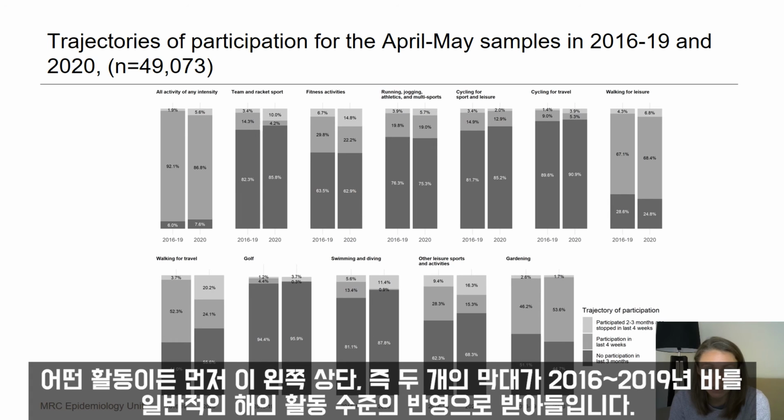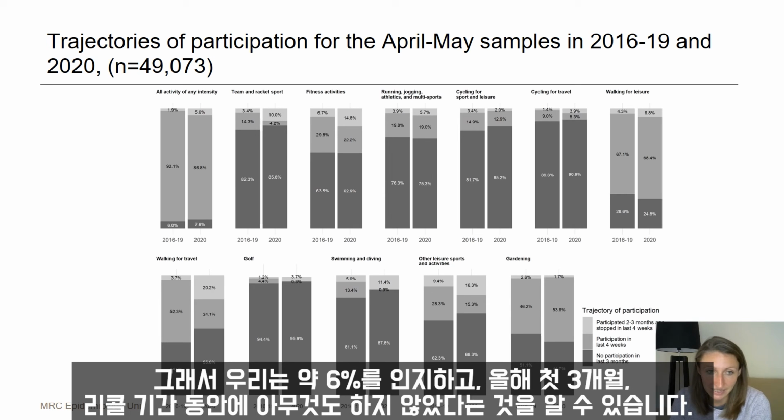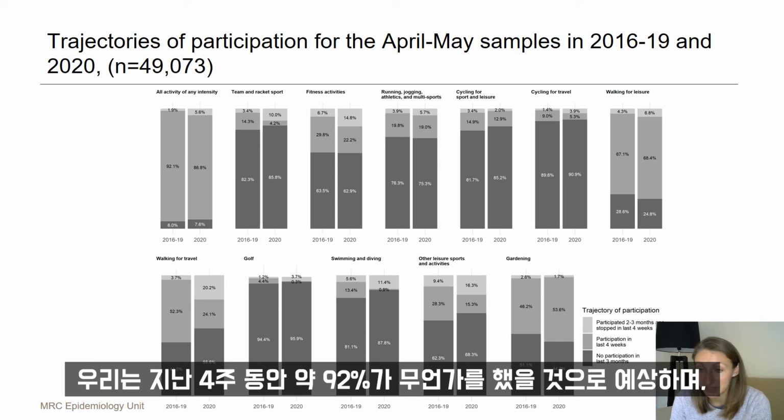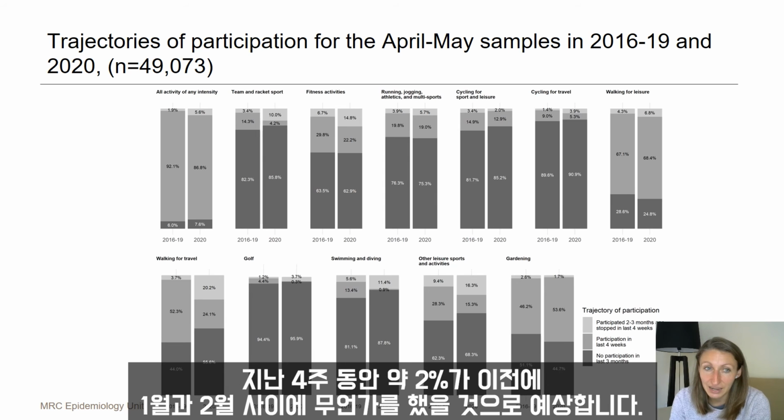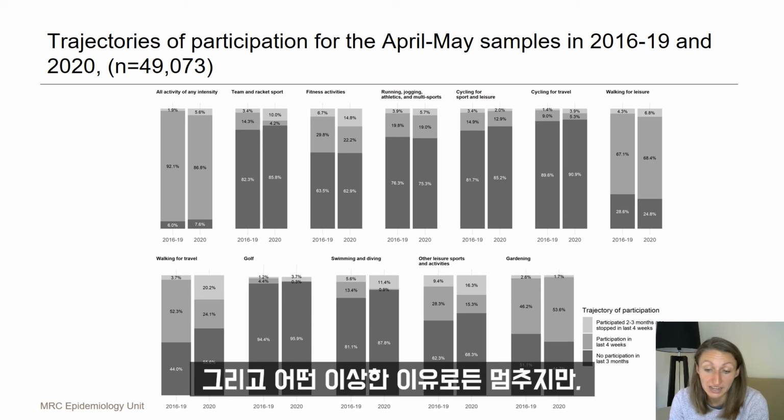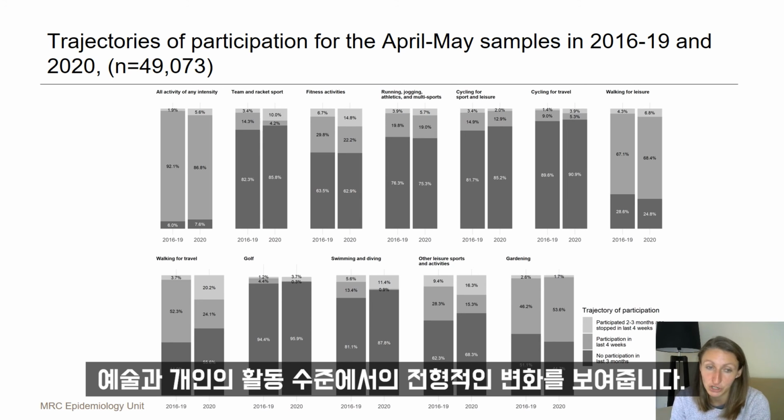If we start with looking at any activity, and this is the top left 2 bars, take the 2016 to 19 bar as being a reflection on typical churn in activity levels on a typical year. So we expect about 6% to never do anything in the first 3 months of the year. That's basically this recall period. We expect about 92% to have done something in the last 4 weeks. And we expect about 2% to have stopped in the last 4 weeks, having done something previously in January, February time.